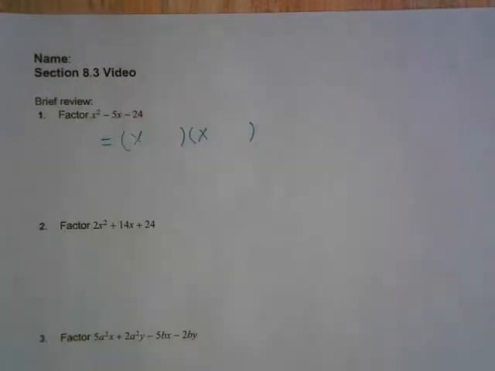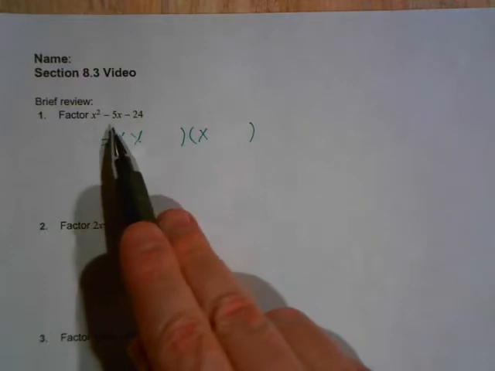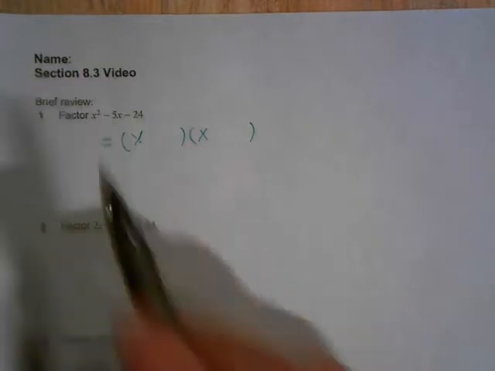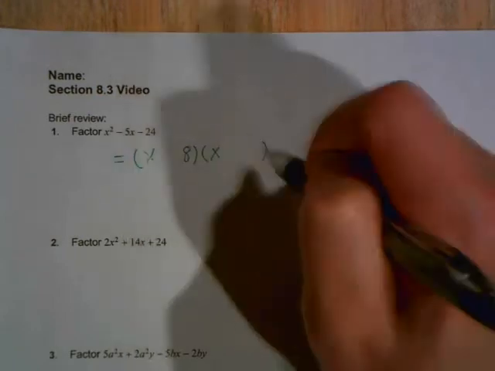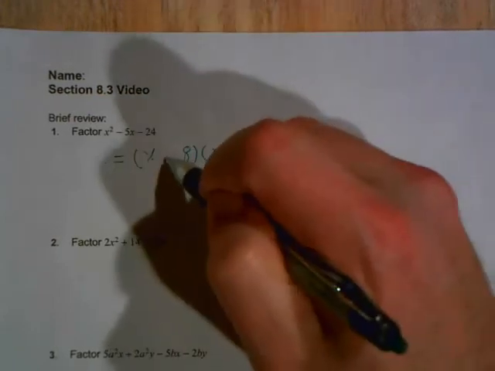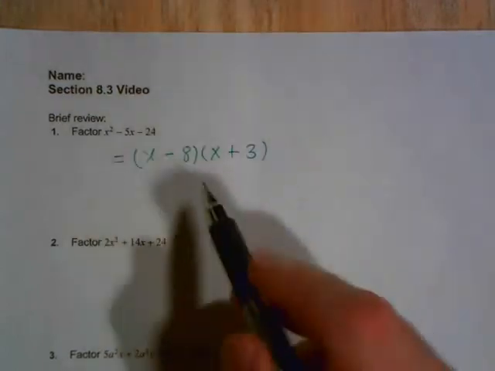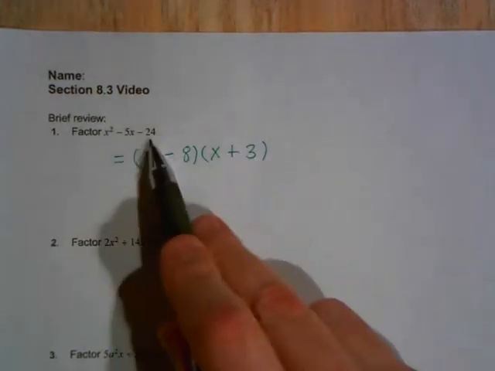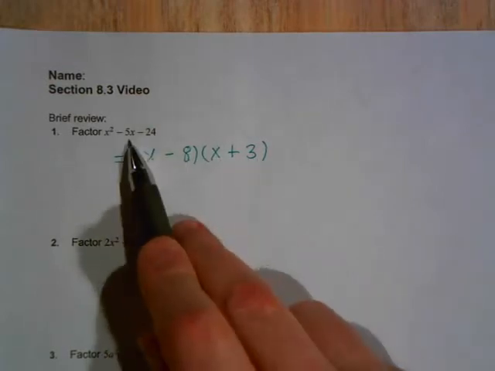And then we looked for two numbers that would multiply together to be negative 24, and add together to be negative 5. And pretty quickly we generally came up with 8 and 3. And we would determine that the 8 had to be negative and the 3 had to be positive. Negative 8 times 3 gives me the negative 24. Negative 8x plus 3x gives me the negative 5x.